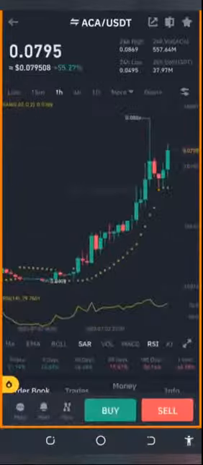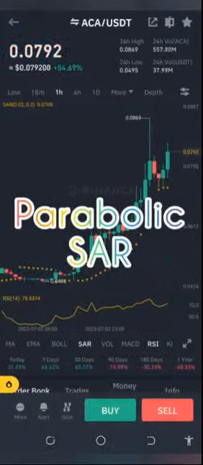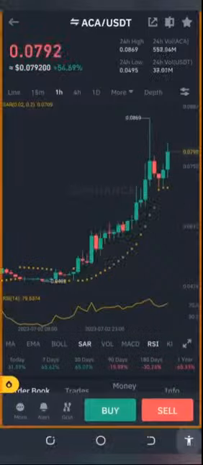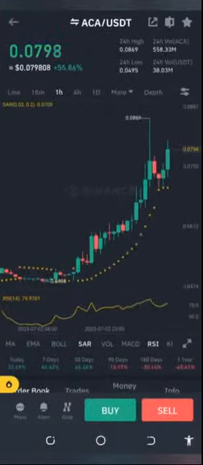So we just were able to catch it. And look at the parabolic SAR. Look at the parabolic SAR. Oh my gosh, see how it has gone all the way up. Pushing it up, that shows the momentum.